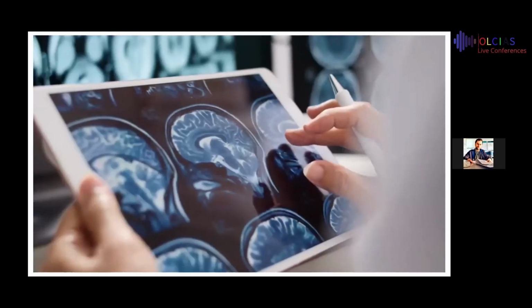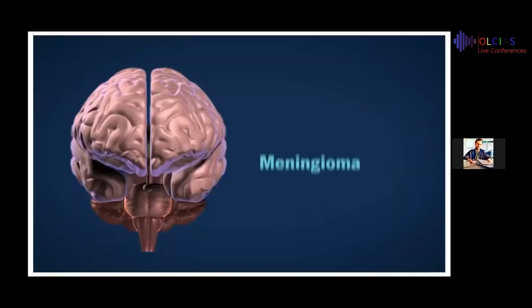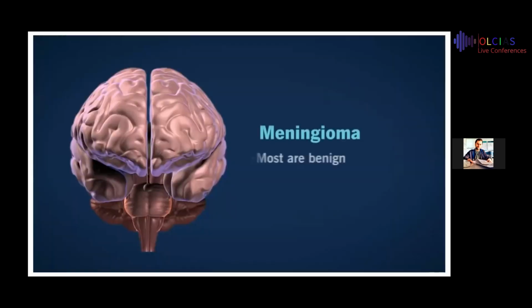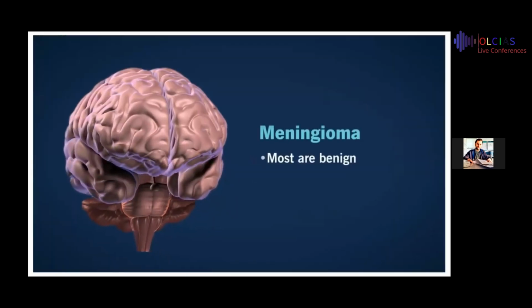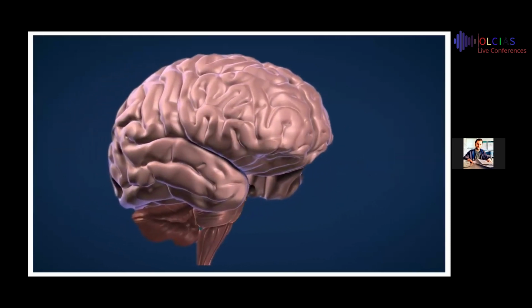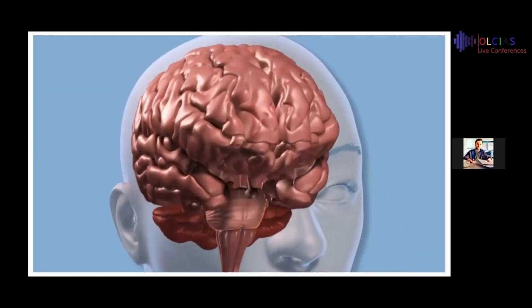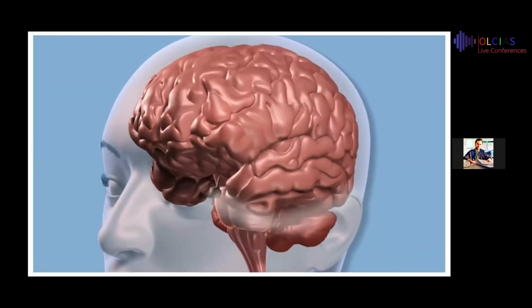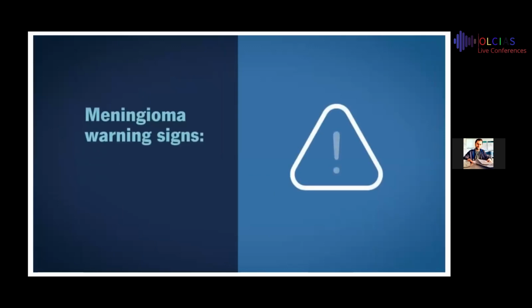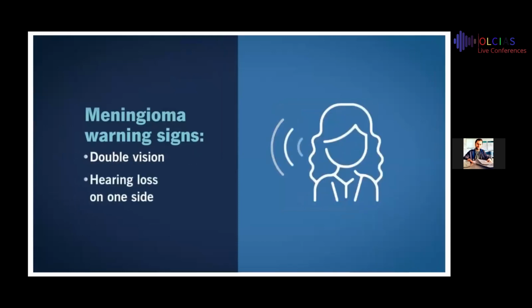The most common primary brain tumor, or a tumor that starts in the brain, is a meningioma. Most meningiomas are benign and are found on the brain's outer surface. You might see a meningioma at the top of the brain or at the base of your skull. Warning signs are similar to those of other brain tumors and include double vision and hearing loss on one side.